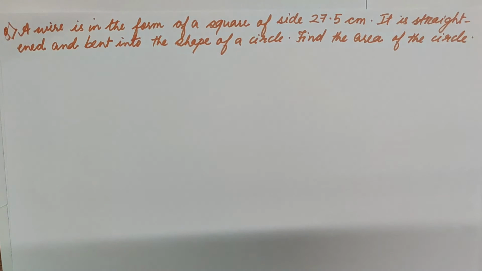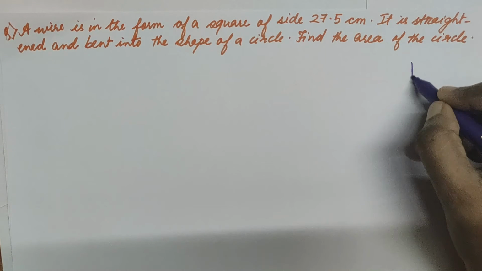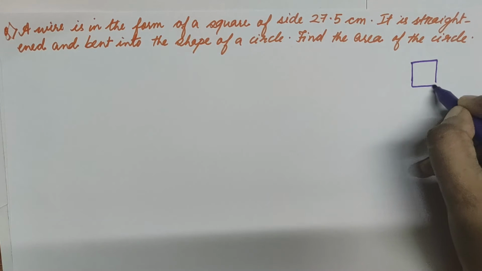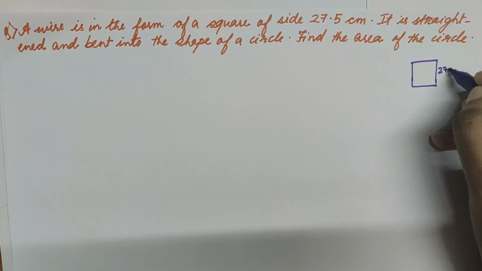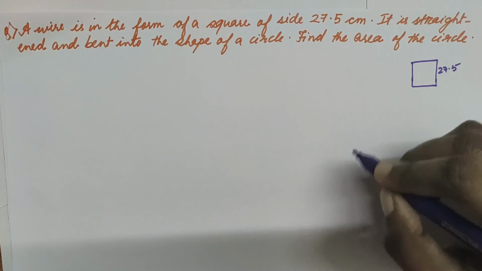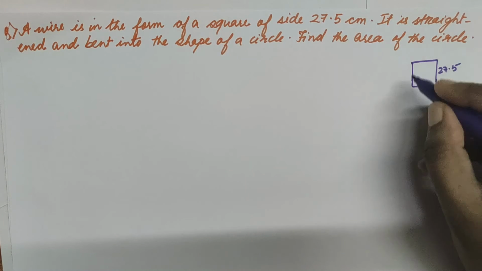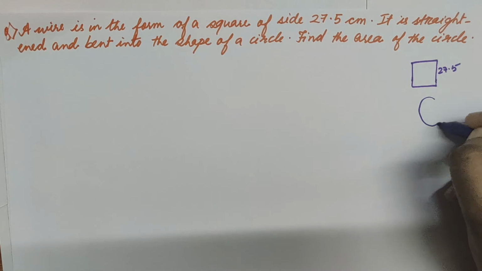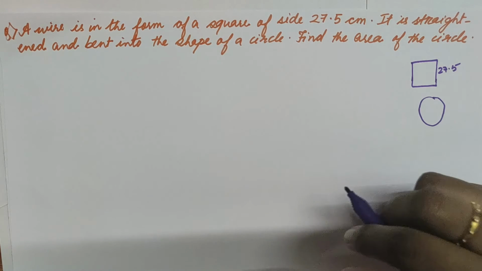The wire is in the form of a square of side 27.5. Just a rough illustration for you. This is a square in which the side is 27.5. It is straightened and bent into a circle. So this same perimeter of the wire is going to form a circle. Find the area of the circle.